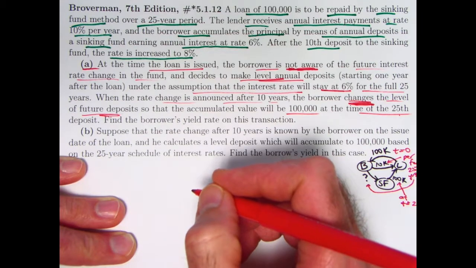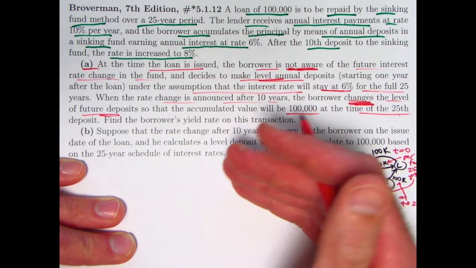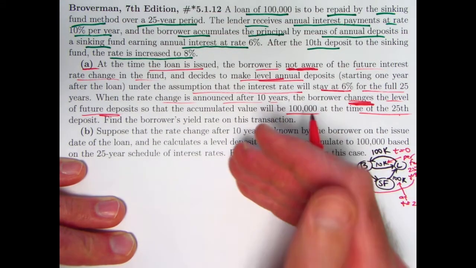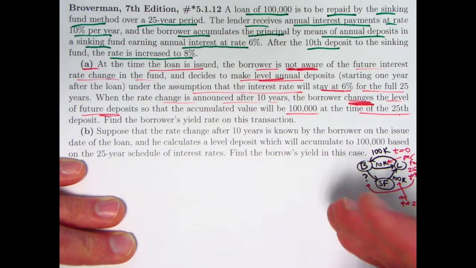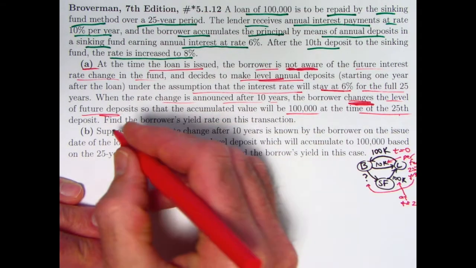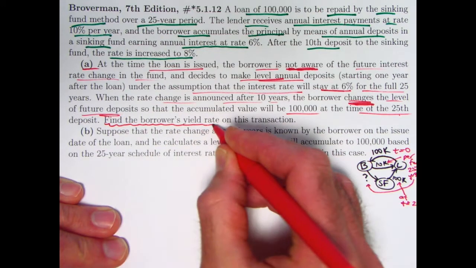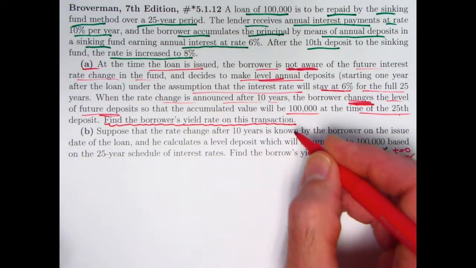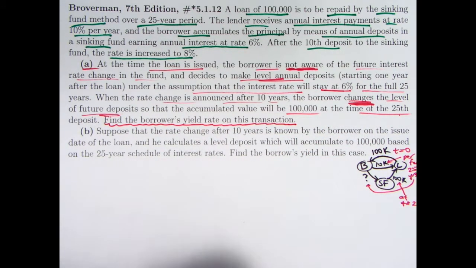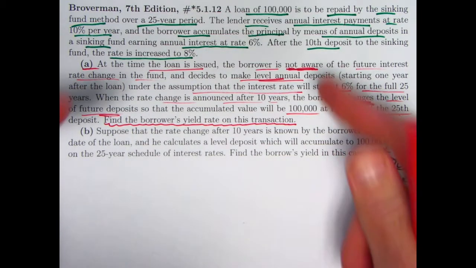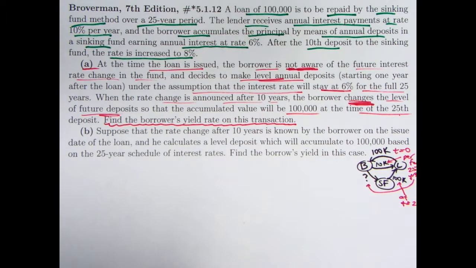Okay, so evidently since the interest rate goes up, the payments for the last 15 years into the sinking fund will go down. The goal is to find the borrower's yield rate on this transaction, and again, the practical benefit of knowing that is to help the borrower decide what to do with the money, to justify the borrowing of the money. And if the borrower can't justify it, then probably this loan should not be taken.